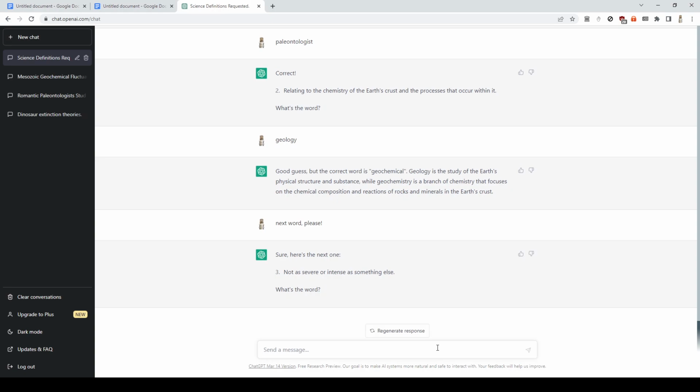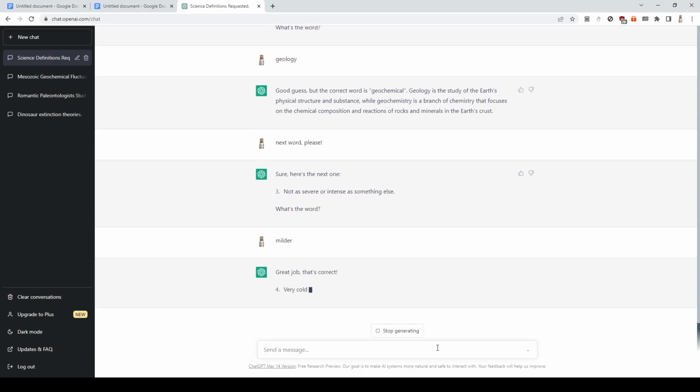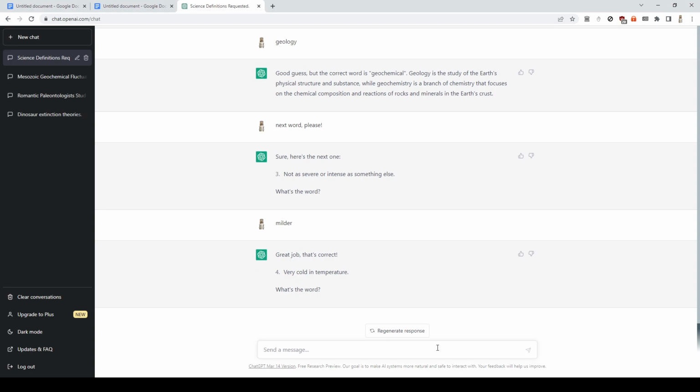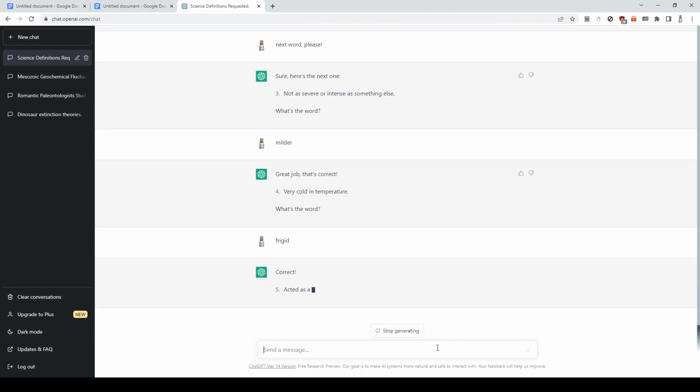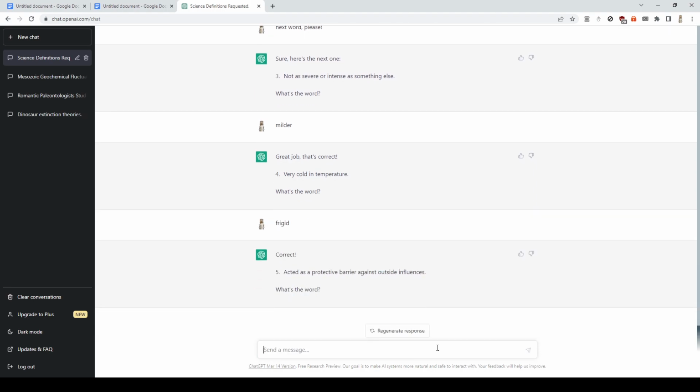Not as severe or intense as something else. I'm going to say milder. Now that might be on the list or not. We'll see. Great job. That's correct. Very cold in temperature. I'm having so much fun with this. That's frigid. Correct. Acted as a protective barrier against outside influences. I don't know. You get the point.